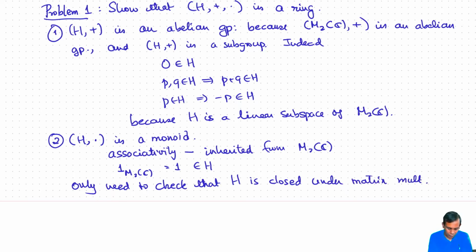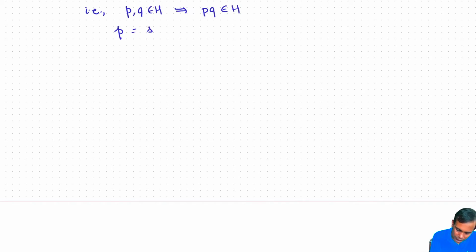But this is not very difficult. If we have two elements, P and Q in H, then we need to show that PQ is in H. So suppose I write P equals S times 1 plus V1 times I plus V2 times J plus V3 times K. The choice of this weird notation will become clear a little later.